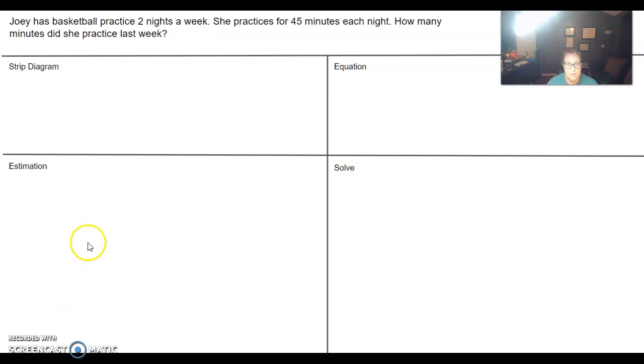Okay, now it's your turn. You are going to solve two problems today. One is a one-step problem and one is a two-step problem. Your job is to figure it out. Here are what your problems say.